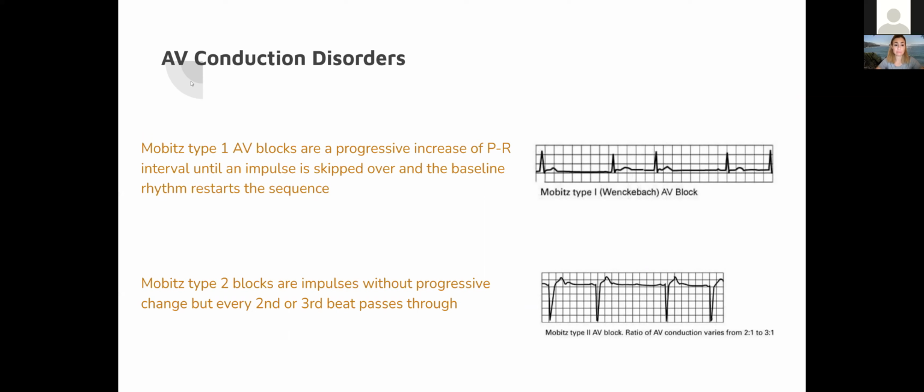So here are some examples of atrioventricular node disorders. The Mobitz type 1 AV blocks are a progressive increase of the PR interval until an impulse is skipped over and the baseline rhythm restarts the sequence. The second type of the Mobitz block are impulses without progressive change, but every second or third beat passes through.